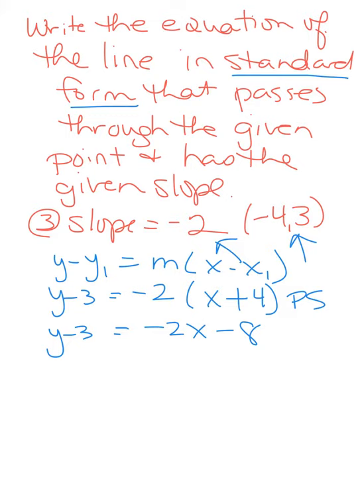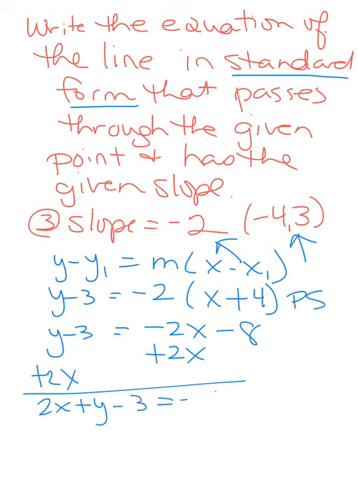Now from here, some students think that they have to go to slope-intercept form first and then standard form, but that's not the case. I can actually just go from point slope to standard form. So I'm going to add my 2x, and I have 2x plus y minus 3 is equal to negative 8. I'm almost at standard form. I just have to get that 3 on the other side. So in standard form, my equation of the line that passes through the given point and has the given slope is 2x plus y is equal to negative 5.